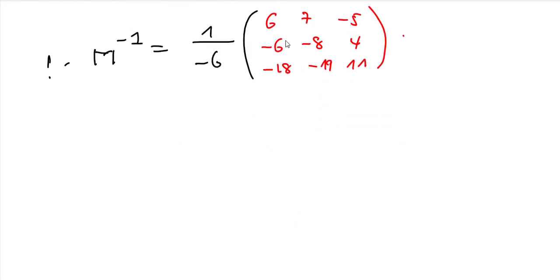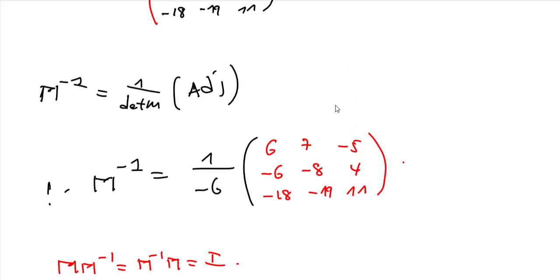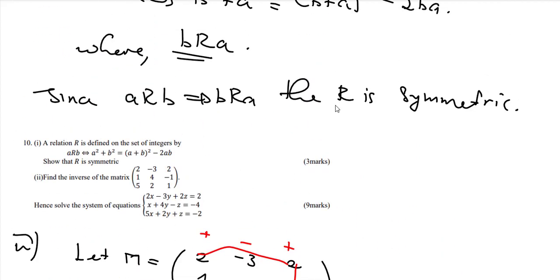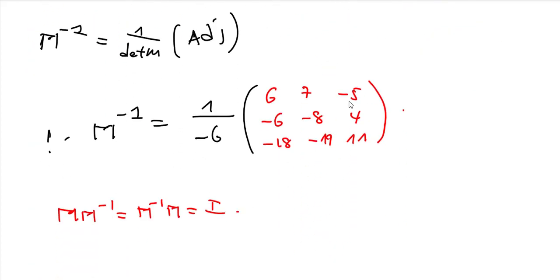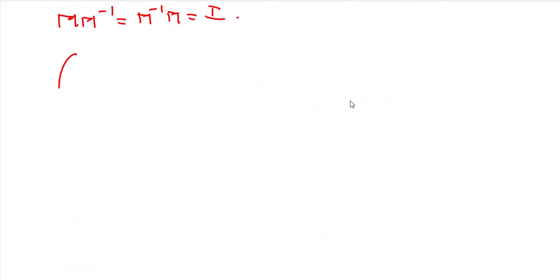Now, in order for you to verify if your inverse is correct, you can always use the property that the matrix times its inverse, or the inverse times its matrix, equals I, where M is a square matrix. You can verify that if you take your matrix on a rough sheet of paper.